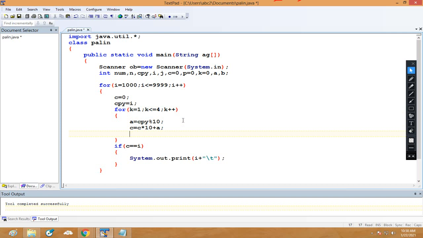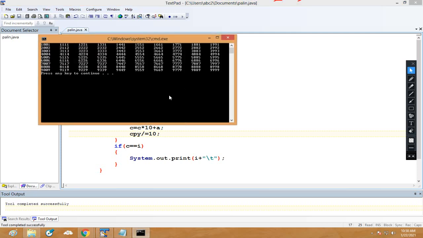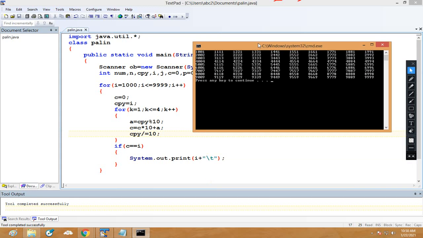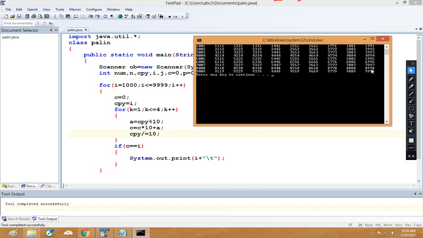We need to divide the number by 10 also. Yes, absolutely correct. See, we were extracting but we were not reducing it. That is why this was not working. But now this will work. Now see, am I clear? Am I clear, beta? Yes, sir. Everyone is comfortable.